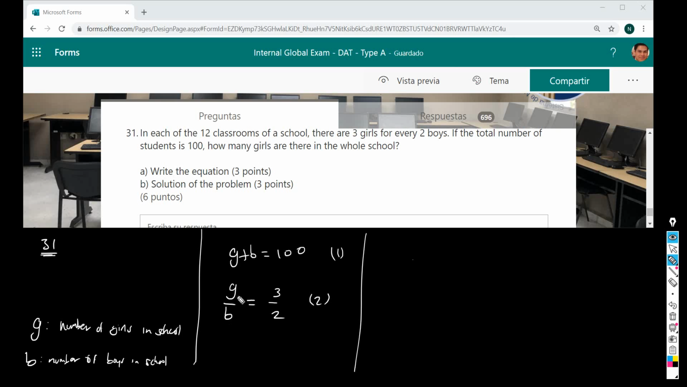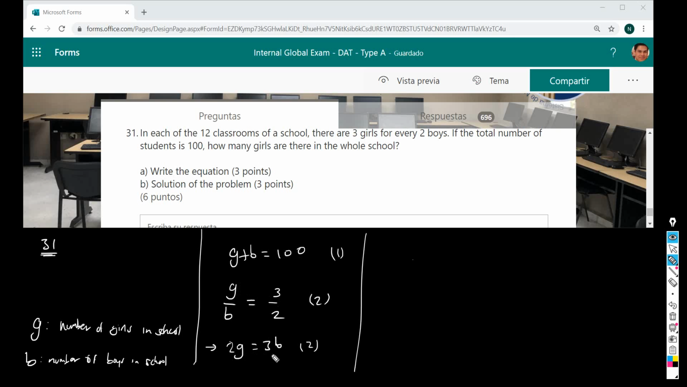Well, remember, take this equation with denominators and transform it into an equation without denominators. How? Multiply both sides by B, and after that multiply both sides by 2, and you will get this: 2G equals 3B. Okay, make sure of understanding what I said. And this is still equation 2, but transformed. Okay, and then play with 1 and 2. We have a system of 2 equations with 2 variables, and you can solve it.